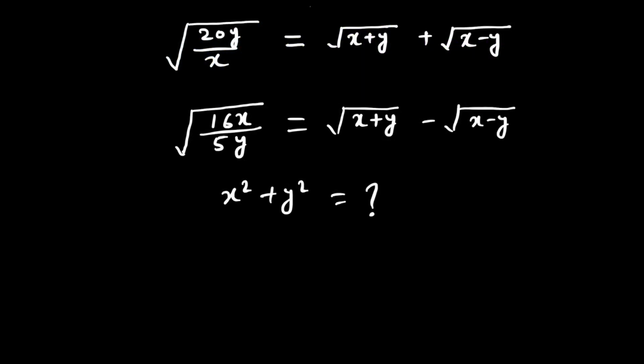Our question is, if square root of 20y upon x is equal to square root of x plus y plus square root of x minus y, and square root of 16x upon 5y is equal to square root of x plus y minus square root of x minus y, then we have to find the value of x square plus y square.